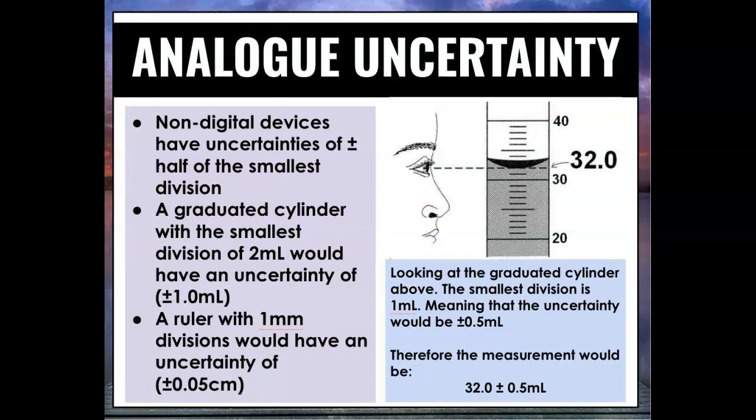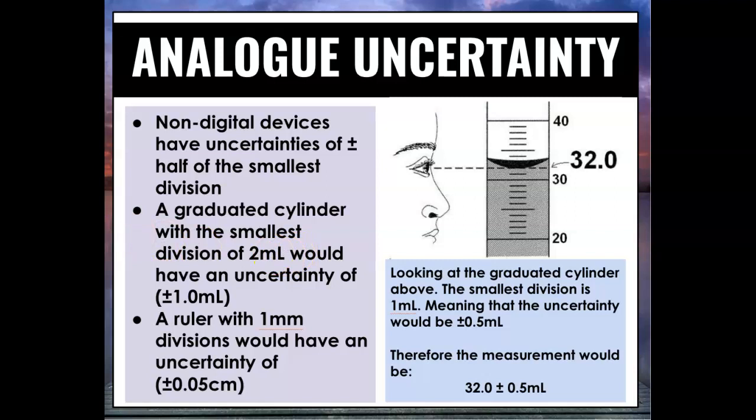However, what happens if you're reading a burette or a graduated cylinder? This is an analog uncertainty. So non-digital devices have an uncertainty of plus or minus half the smallest division. So if a graduated cylinder has a smallest division of 2 milliliters, then you would have an uncertainty of plus or minus 1 milliliter. Make sure that you're recording your data points as what you have for your significant figures, okay? So you're always going to want to have two significant figures here because you're going to record it and estimate the decimal point after.